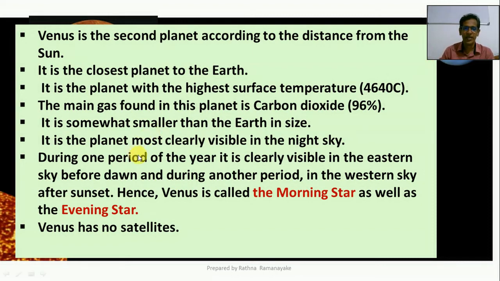It is the planet most clearly visible in the night sky. Visible, most clearly visible in the night sky. Right? During one period of the year, it is clearly visible in the eastern sky before dawn.